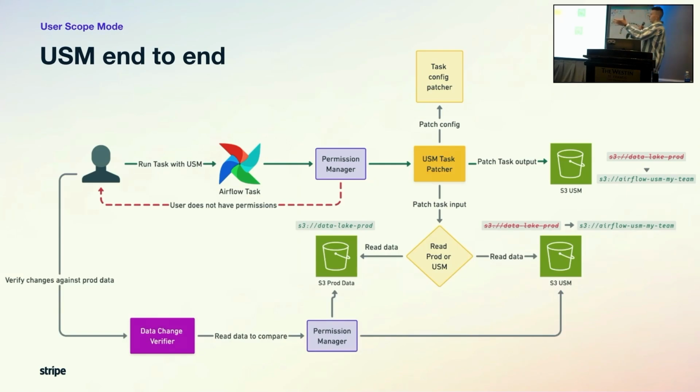And this is the whole picture of the USM end-to-end. As you can see, the user is running the task. We are checking their permission, whether they're able to access the data. We are applying different patches to their task run. And at the end, users are able to verify their changes and compare the production data with data that came from their testing run in the USM mode.